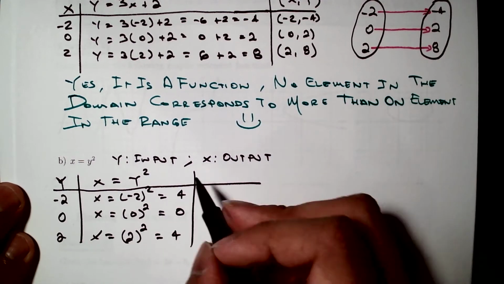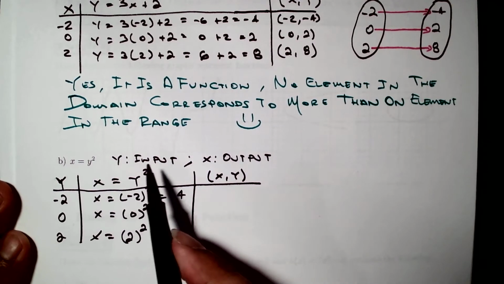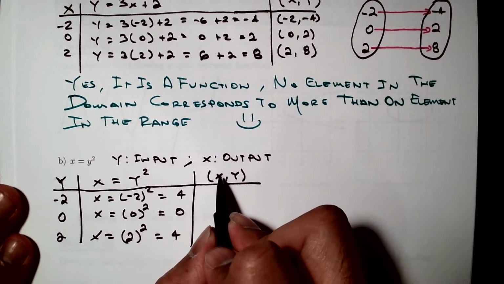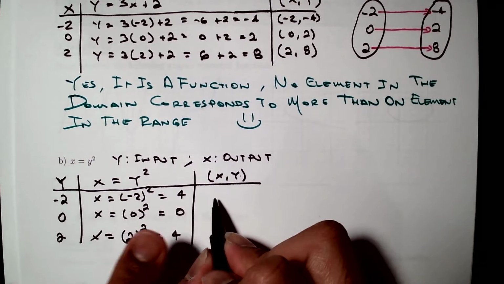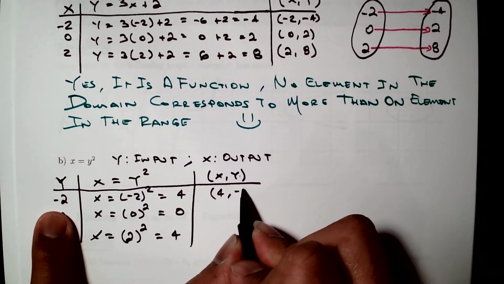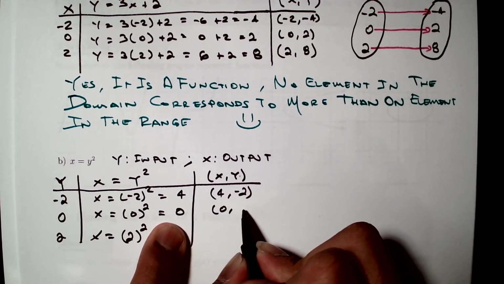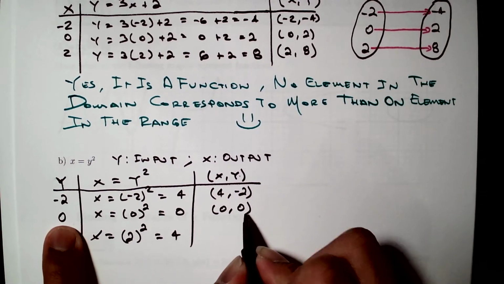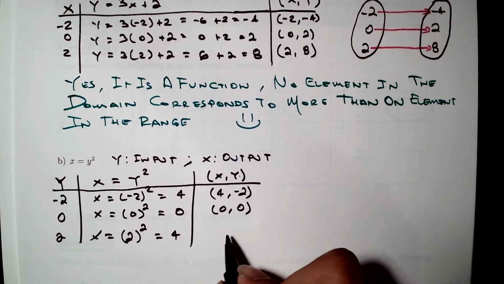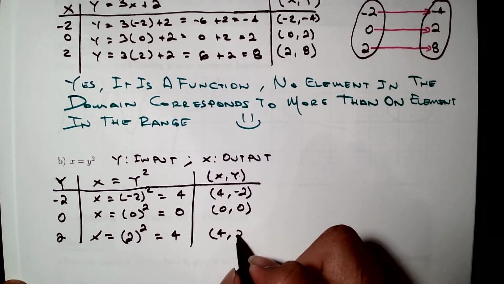So now our job is to write the ordered pairs. Regardless of which one's the input and which one's the output, we still have ordered pairs (X, Y). X goes first, and then Y. In this case, 4 goes first, that's the X, and then -2 is the Y. Then 0 goes first, that's the X, and then 0 is the Y. Finally, this 4, which is X, goes with 2.